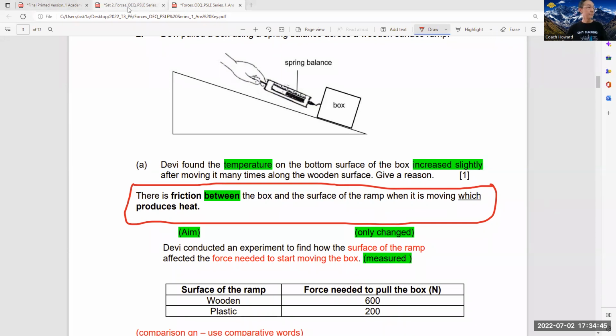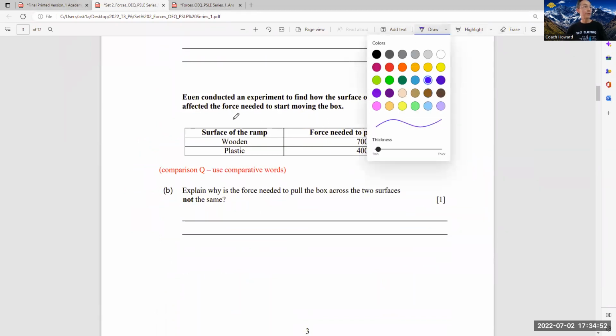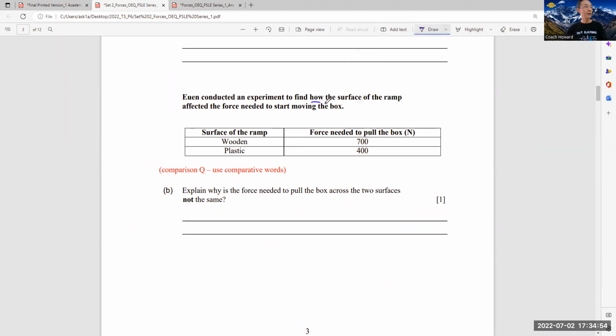Okay, next question. Now he wants to conduct this experiment. We want to conduct an experiment to find out, so you underline this part, how the surface of the ramp affects the forces. Can you see he changed the surface? Now he changed one to plastic. Notice 700 is more than 400, right? So it means that the wooden surface is rougher or produces more frictional force than a plastic surface.